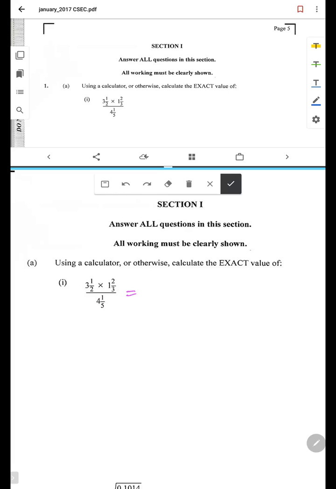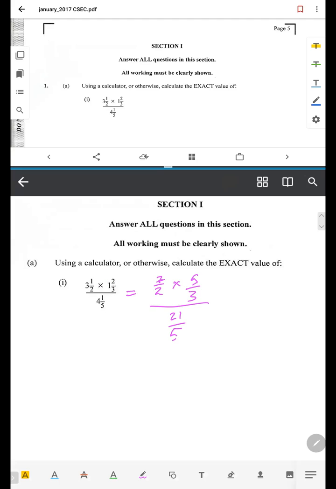If we're going step by step, then we want to get rid of those improper fractions. So this improper fraction here will become 3 times 2 is 6 plus 1 is 7 over 2. Multiply that by this fraction, which would be 3 times 1 is 3 plus 2 makes 5 over 3. And you're dividing that by this fraction, which is 4 times 5 is 20, 21 over 5. All right, that's what we get first.